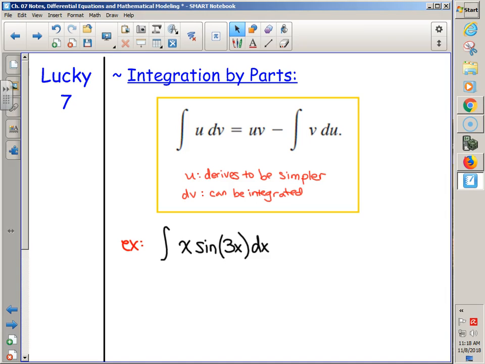So mimic what I did and see if you can follow the rule to its completion. The hint being which piece, x or sine of 3x, which piece derives to be simpler? x. Riley, go ahead. Yeah, possibly, which is why I've been trying to get you guys good at mental math integration. That's basic. Does that make sense?